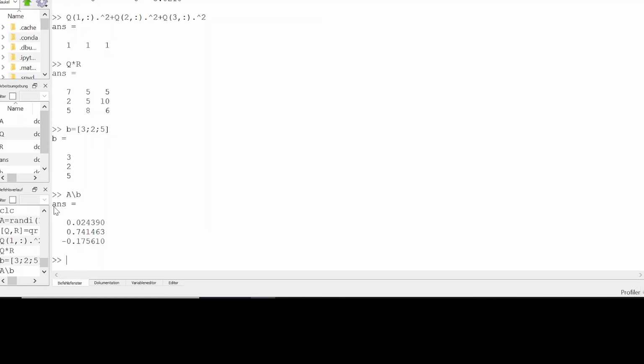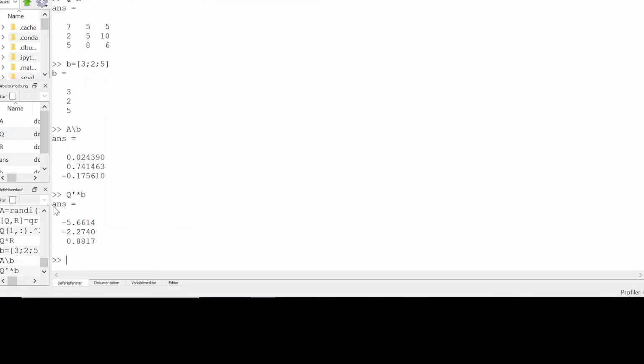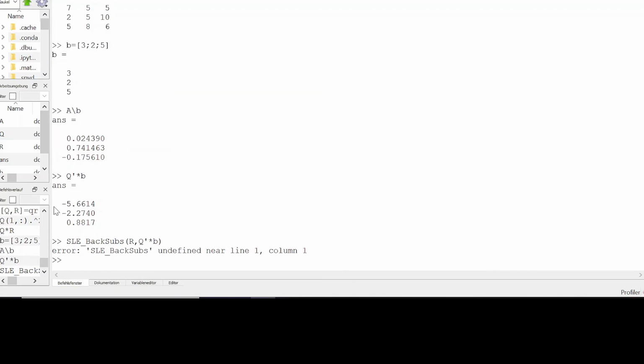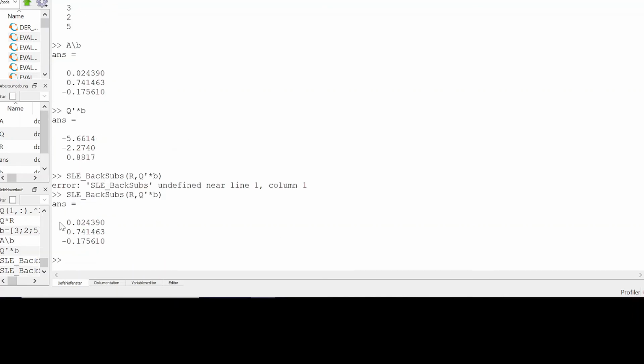We can multiply the right-hand side by Q transposed, and then we can call back substitution for Q transposed times b. Yes, I'm in the wrong directory. Now I change the directory, now I can call it, and here we get, by calling back substitution, the desired solution. Okay, this is the basic idea of the QR decomposition, and in the later videos we will talk about how to find the QR decomposition.